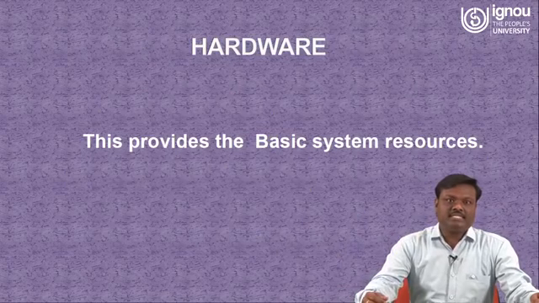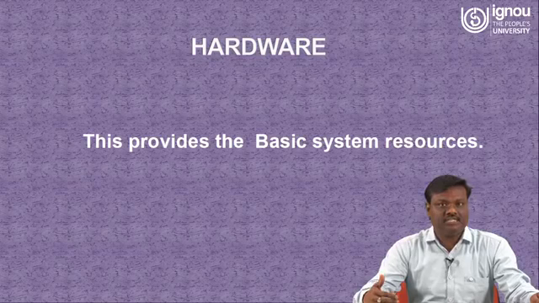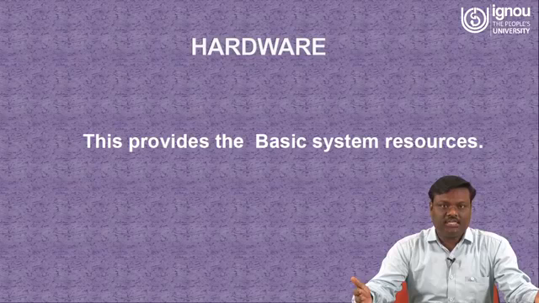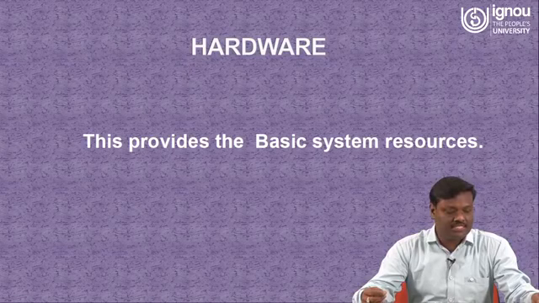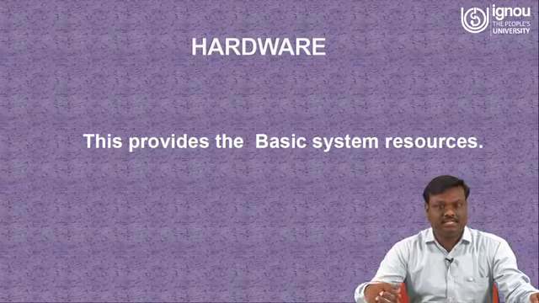So, hardware provides the basic system resources. In the hardware, whatever we can touch and feel, the circuitry, the monitor, RAM, ROM, the keyboard, the external hard disk, everything comes under the hardware. These are called the basic system resources, which need to be given to the user or the processor in order to process the data.